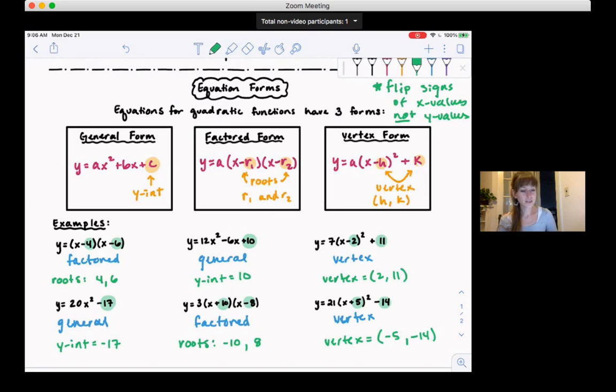All right, so that's a quick overview of the parts of a parabola and the forms of a quadratic function.